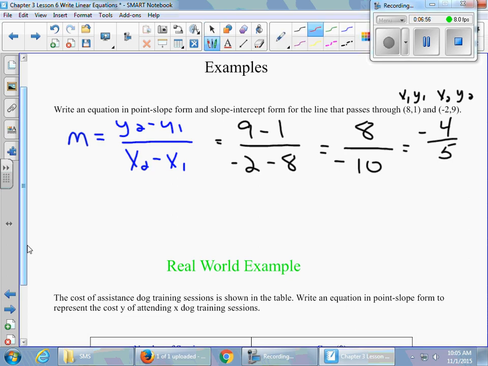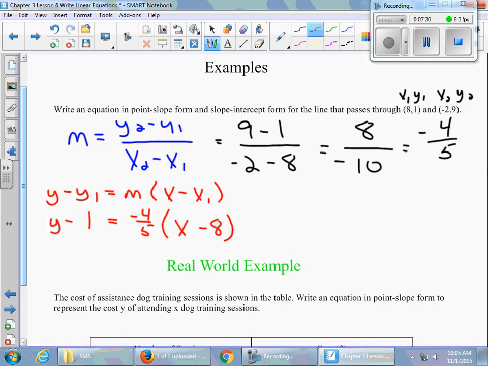Once again, write the equation down first. It'll help you remember point slope form. y minus y1 equals m times x minus x1. Okay, now we're just going to plug in. We'll plug in our ones. That's what we have. y minus 1 equals our slope, which we just found, negative 4/5, times x minus 8. And there we have our point slope form.